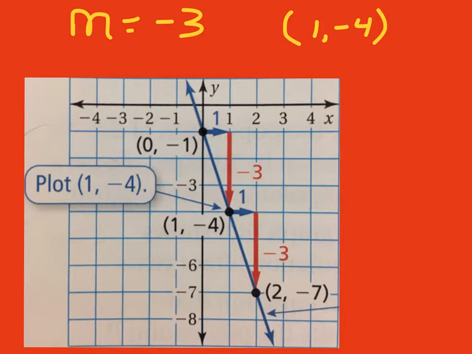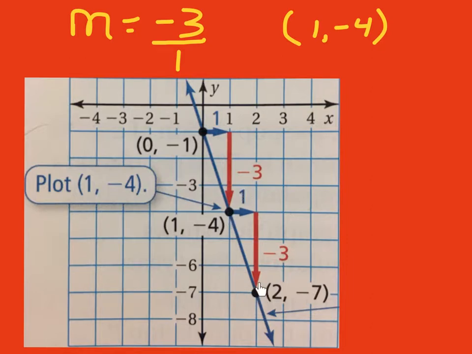Example number 2, we're going to attack the exact same way. We're given our slope is -3, and the point at which to start is 1, -4. So I'm going to plot this point first: go over 1, go down 4, plot that point. From there, I'm going to do my slope, -3, and we know that underneath that 3 is a 1, right? So we're going to go down 3 over 1.